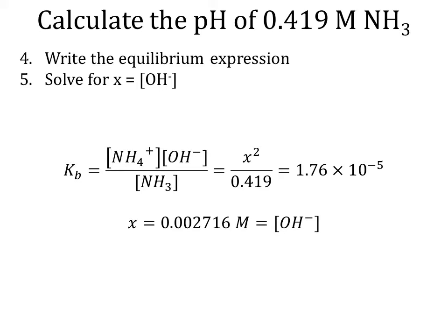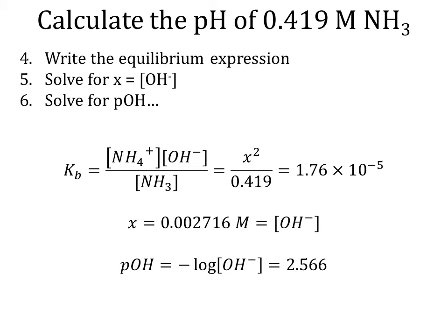Our fifth step is to use that equilibrium expression to solve for X, where X is equal to the OH minus concentration. In this problem, X is equal to 0.002716 molar, which is the concentration of hydroxide ion.